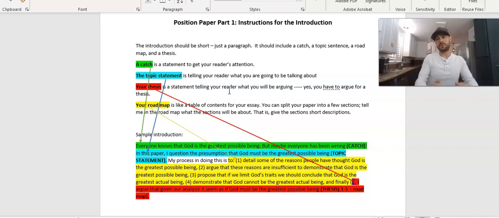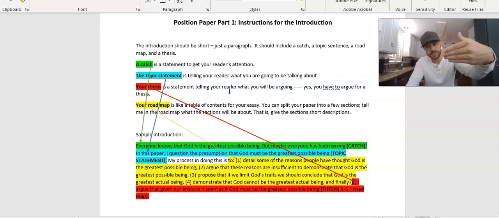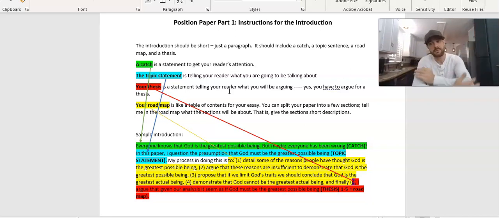In that roadmap, you can provide your thesis. If you want to, you can put your thesis ahead of your roadmap or after your roadmap. I usually include it as the last thing in mine. And so here's an example of one here.